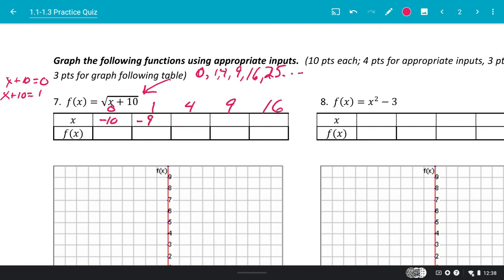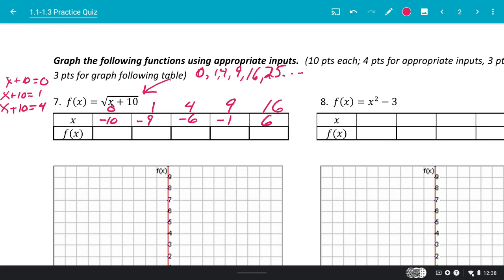Well, that would be a negative 9. And that's how I'm choosing my inputs. What plus 10 equals 4? It would be a negative 6. And then a negative 1 and a 6. Hope you understand how I chose those inputs.